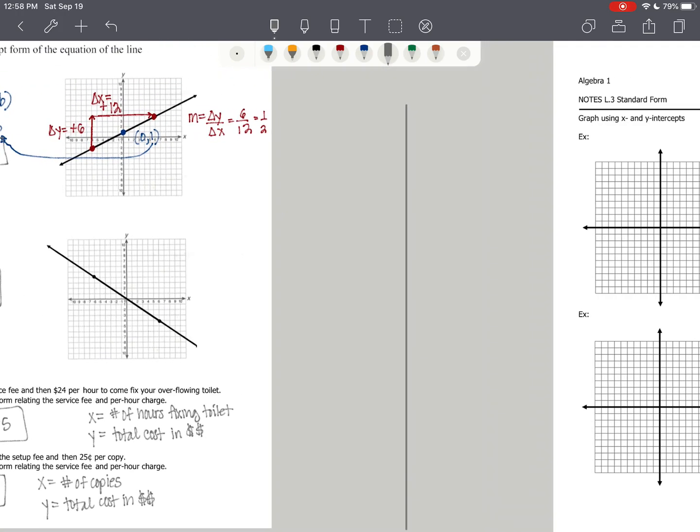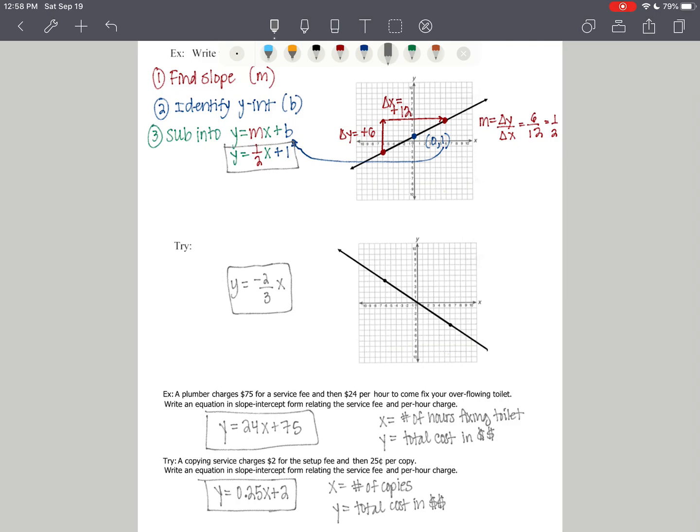And that concludes this video for slope-intercept form.